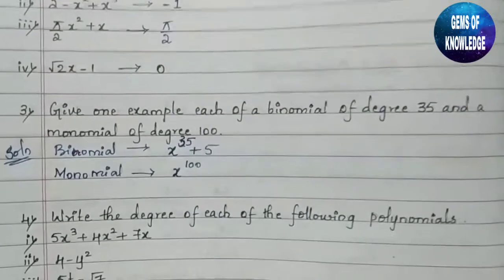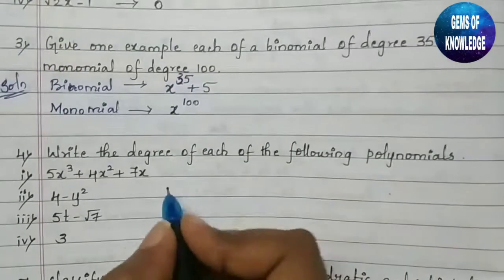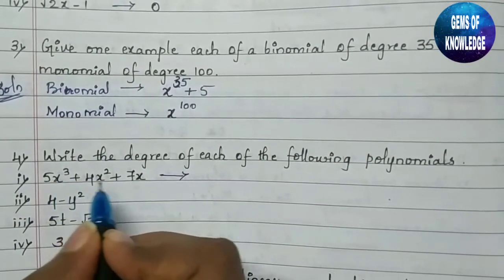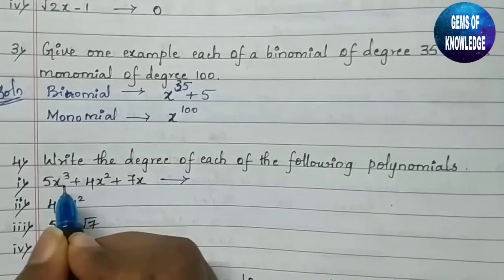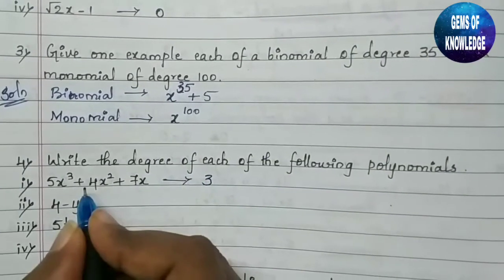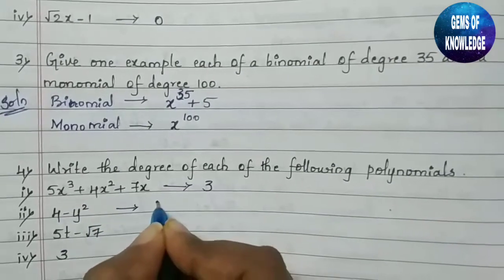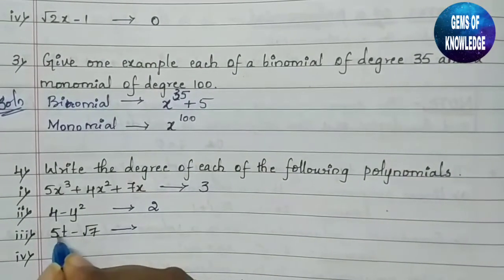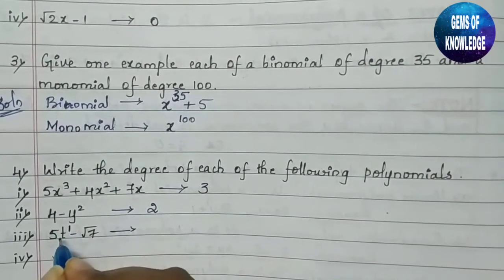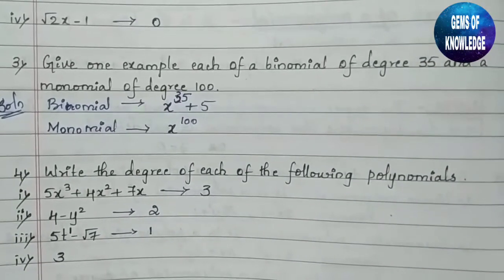Okay, next coming to the fourth question, write the degree of each of the following polynomials. So you need to mention the degree of these polynomials. Directly you can see the highest power here is nothing but 3. So it has the degree 3 and this one has the degree 2. Okay, this one, t, is not having any powers. It means it is t to the power of 1. So what is the degree here? It is nothing but 1.